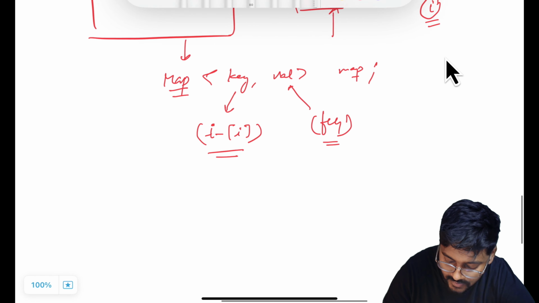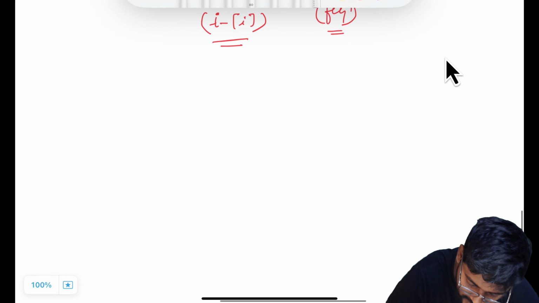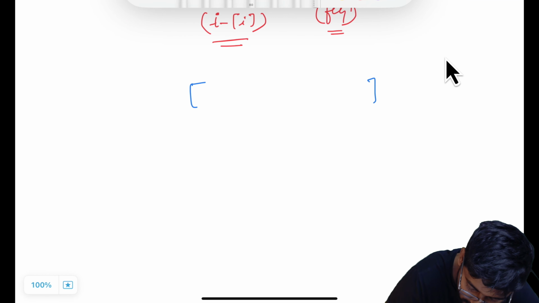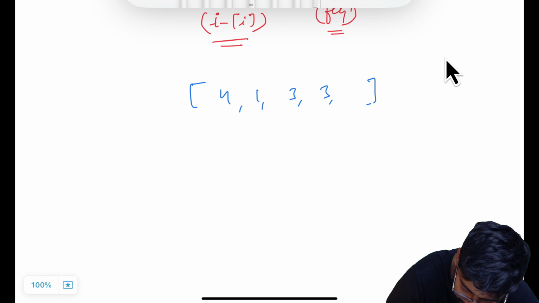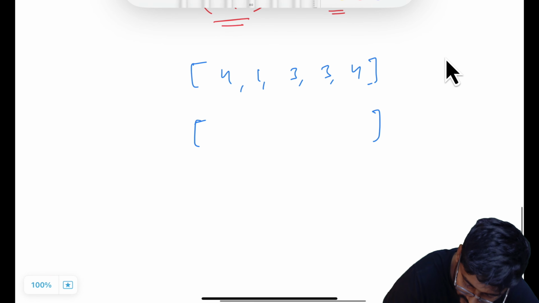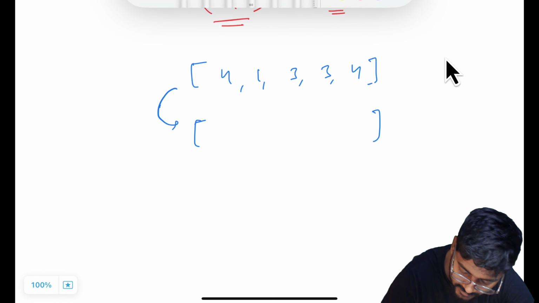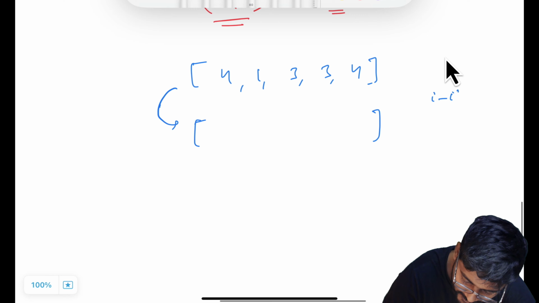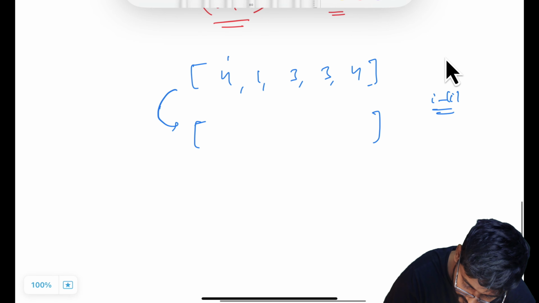If this value is seen 2 times, I'm talking about the case where, let's say, the array is 4, 1, 3, 3, 4. If I get the i minus value at i for this array, what will that be?